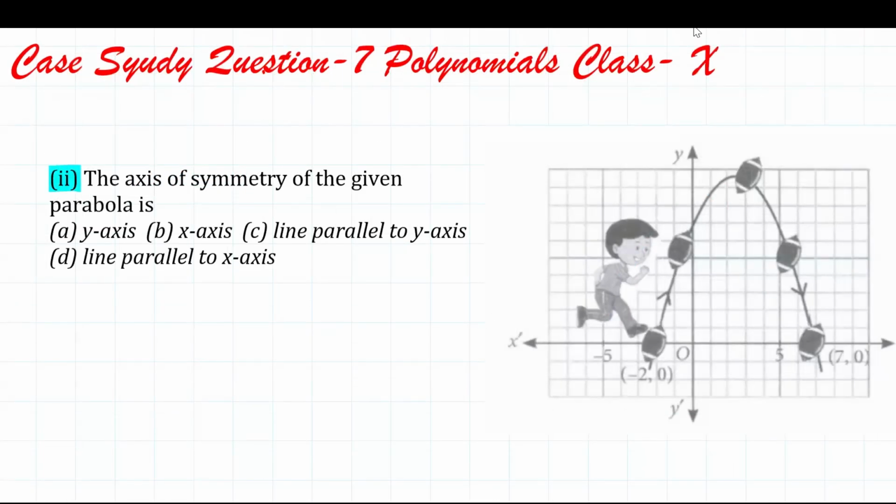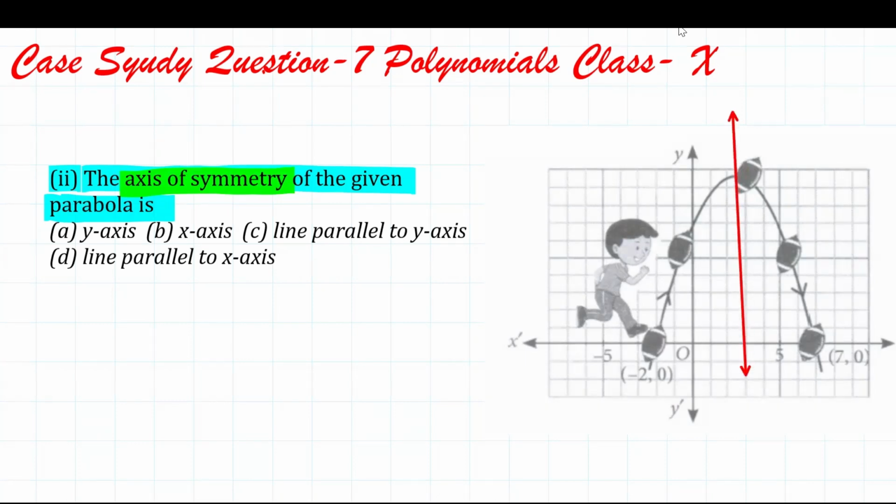In the second part, the question is: the axis of symmetry of the given parabola is. So axis of symmetry is what we have to find out. So what is axis of symmetry? You can see that as of now, if I make this the axis of symmetry, you can see from here that this axis of symmetry is what?